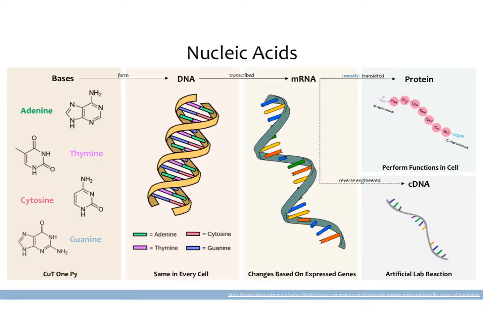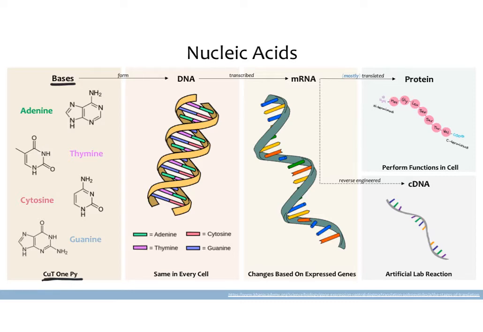So to really understand this, let's start by going back to understanding nucleic acids. And I imagine that this is something everyone is very familiar with, but just to be absolutely sure, let's go through it one more time. So as you all know, there are nitrogenous bases that are the basis of our DNA. And these bases are adenine, thymine, cytosine, and guanine. You can use the mnemonic CUT-PY to remember which ones are pyrimidines and which ones are purines.